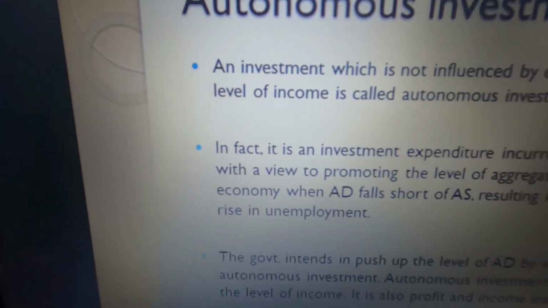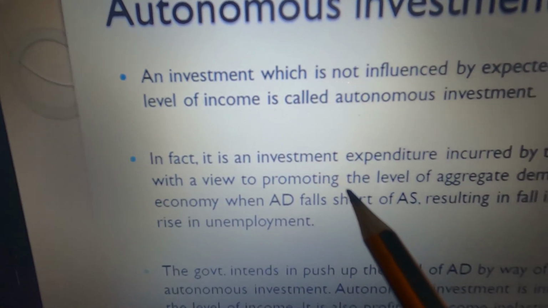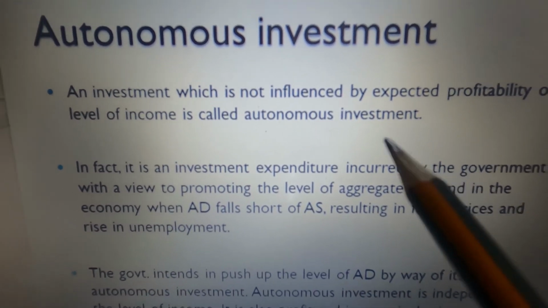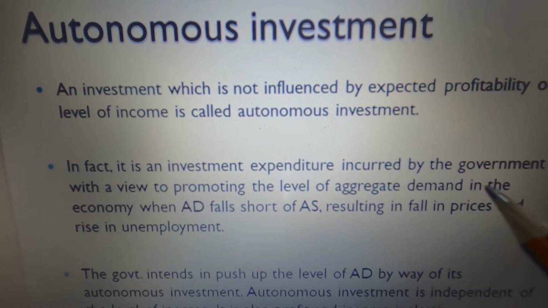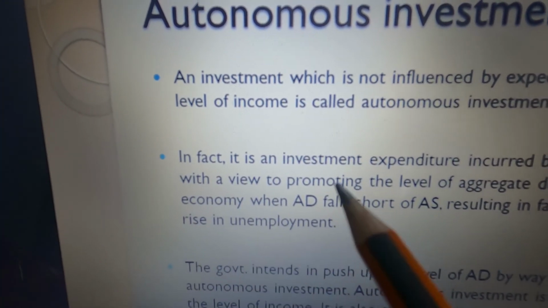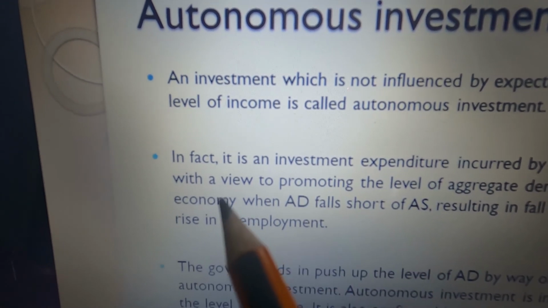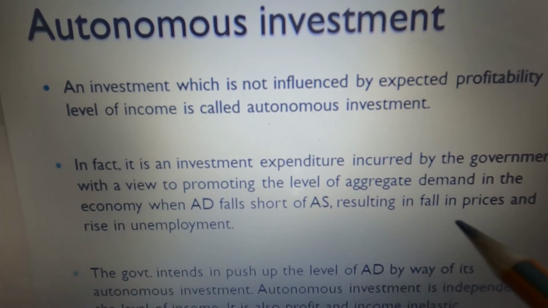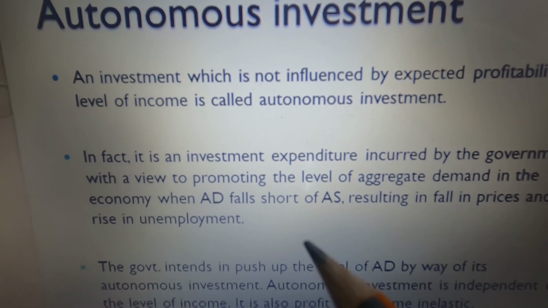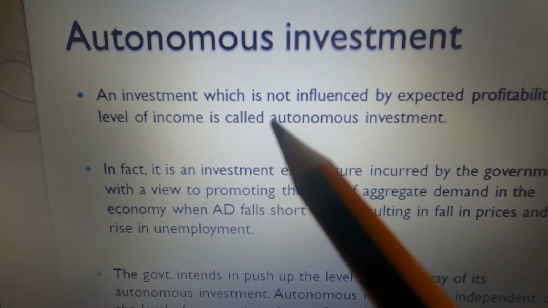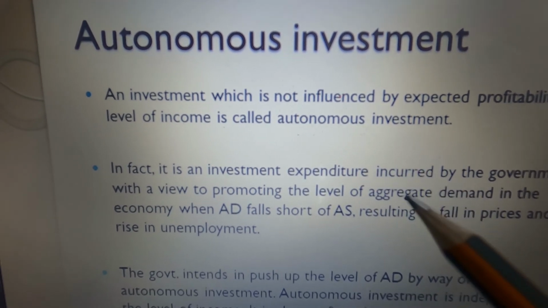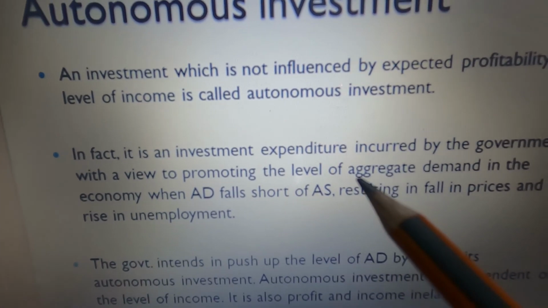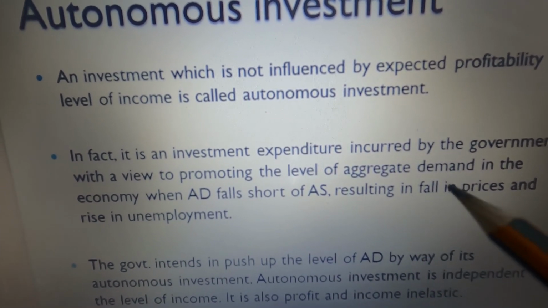Right? Now see here. In fact, it is an investment expenditure incurred by the government. Just now I have said this autonomous investment will be done by the government. Now why will they do this autonomous investment? With a view to promoting the level of aggregate demand in the economy. Is that clear? So what is the reason behind government going for autonomous investment? Why is the government doing this investment? This is to increase the level of AD.